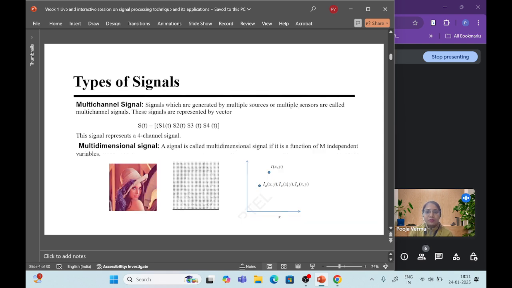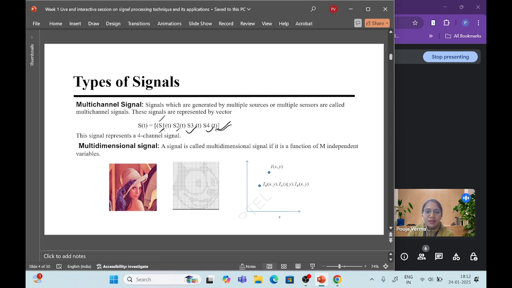The next one is different types of signals. A signal can be of many types. The first one is the multi-channel signal or multi-dimensional signal. Multi-channel signals are those generated by multiple sources, that means multiple sensors. This is a multi-channel signal. Here there are four channels, S1, S2, S3 and S4. Four different channels have generated the signal.